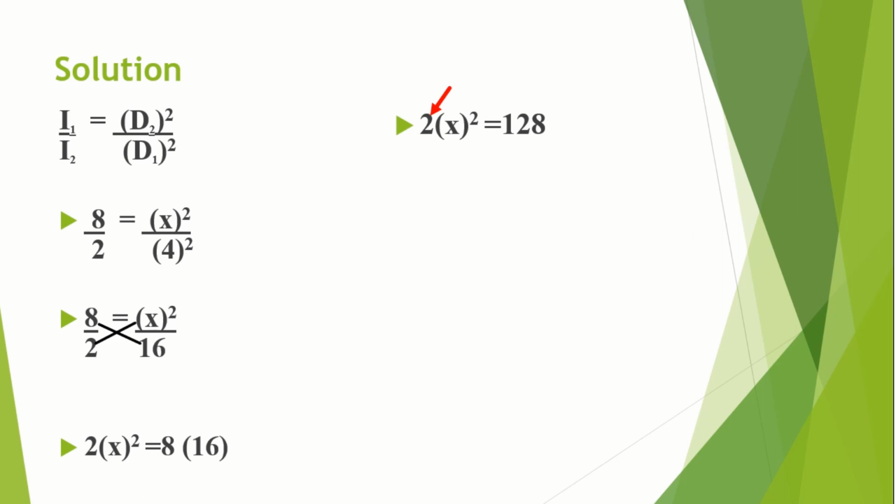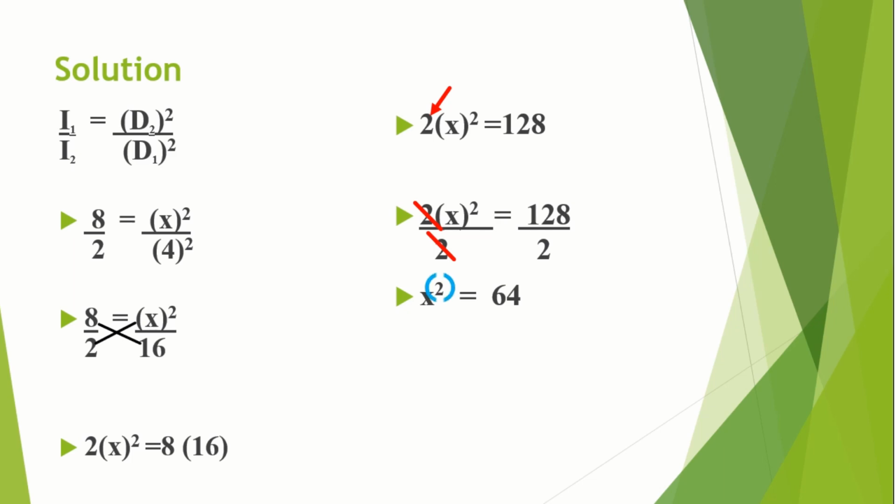So you have 2 over here. So may 2 ka pa dyan. I-divide mo ang 2 on both sides of the equation. So you have 2x squared divided by 2 and 128 divided by 2. So you have to just cancel out 2. So you have x squared is equals to 128 divided by 2 is 64.